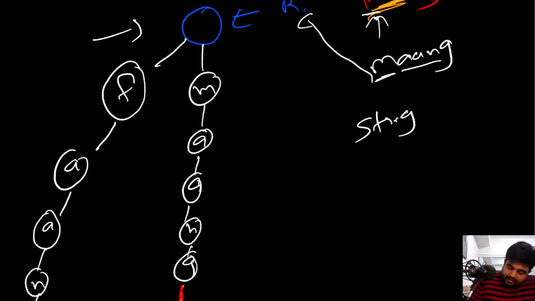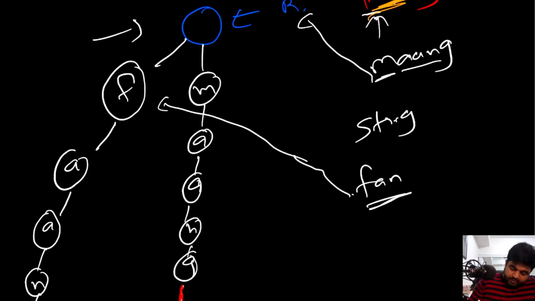Now suppose I'm trying to add the next word, FAN. For adding this word, first of all we are going to check whether F exists or not. F exists over here, and because F exists, we are going to leverage that. So we are not going to add any entry over here. Again, this A also exists as one of the children of F, so again we are not going to add any entry over here.